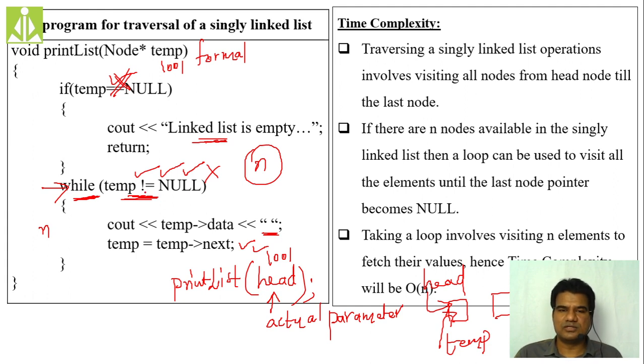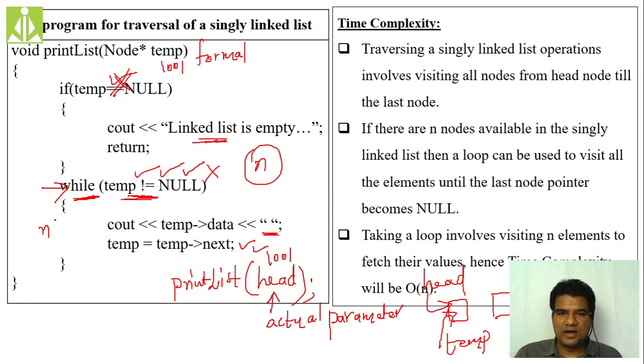No. Similar to that, the unknown value is n, because how many nodes I'm going to have in my linked list is unknown. So how many times this loop will iterate is also unknown. So we are considering that value as n.